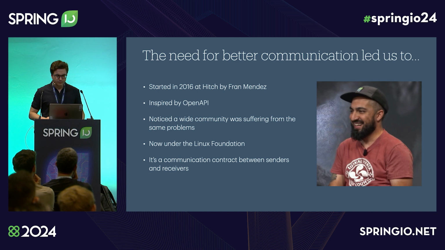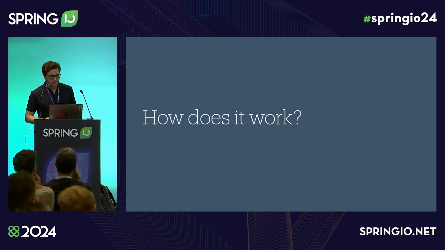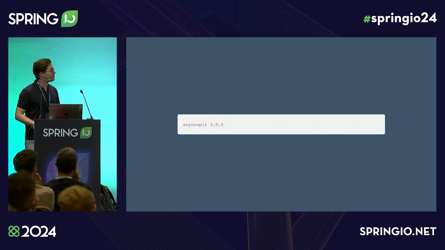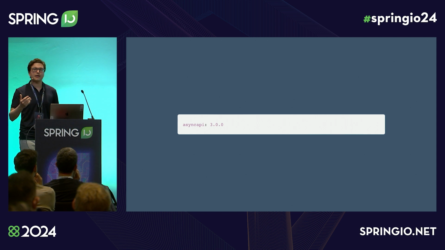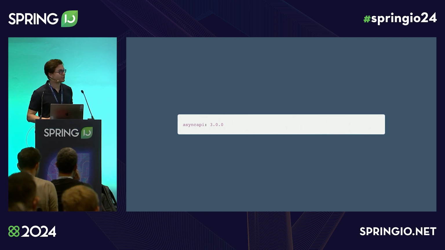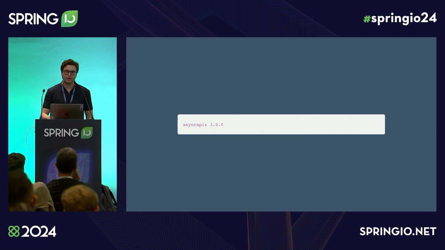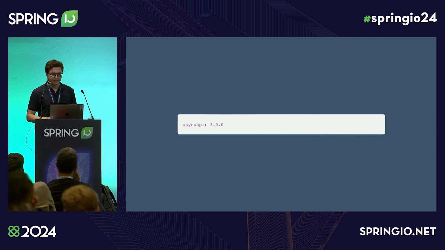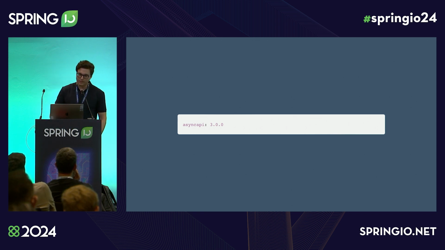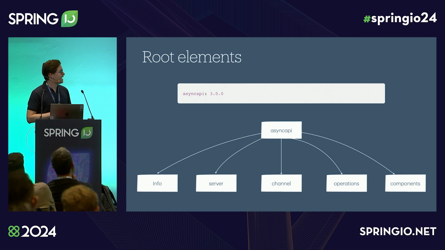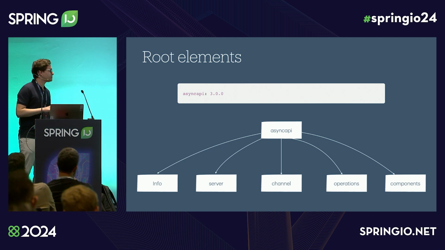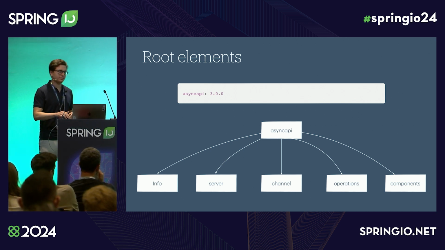And well, how does it work? First of all, we start by defining a file. So it can be a YAML file or JSON file. So we start by defining the version of AsyncAPI. Right now it's 3.0. A lot of breaking changes were introduced in this version. Then we have 5 root elements: info, servers, channels, operations, and components.